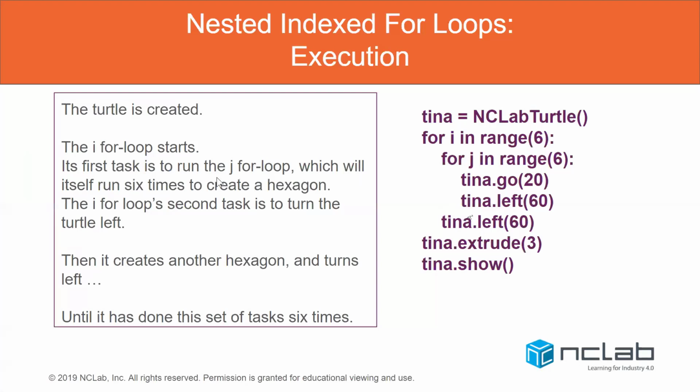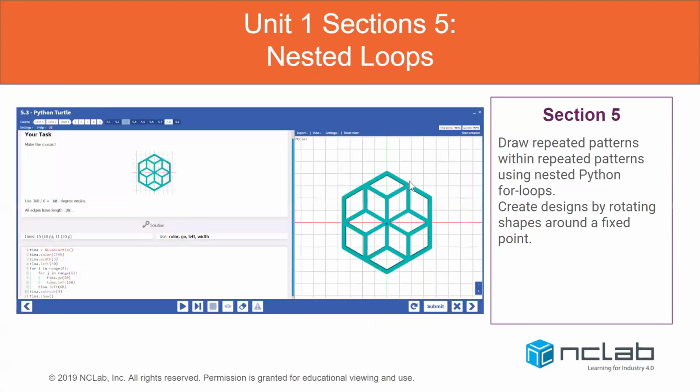So the I loop starts, and its first task is to run the J loop, which will create a hexagon. It's going left, going left, going left, going left 6 times, makes a nice little hexagon. And then the second task for the I loop is to turn the turtle left, and then it's going to do the whole thing all over again, and that's going to make this pattern. So you've got a hexagon, and then it turns, and another hexagon, and it turns, and another hexagon, and it turns, and another one, and finally you have 6 hexagons to make the mosaic pattern.